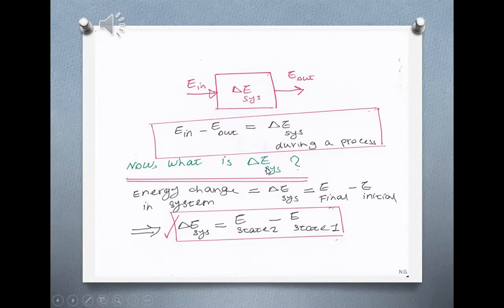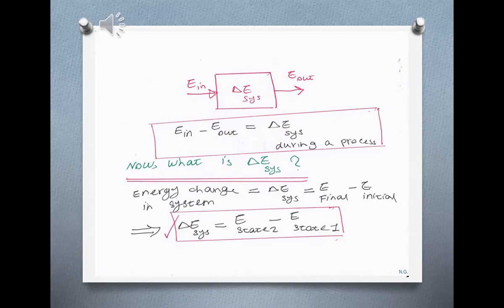Change of energy of the system, isn't it? Energy of the system at the final state minus energy of the system at the initial state. Energy is a point function, so when you know the state, you know the value of energy, like temperature and pressure. At state 1, temperature is T1, pressure is P1, and energy is E1. At state 2, pressure is P2, temperature is T2, and energy is E2.